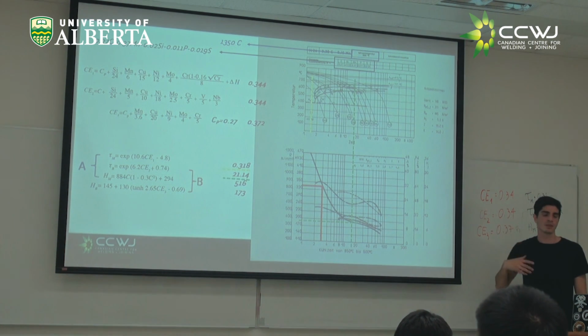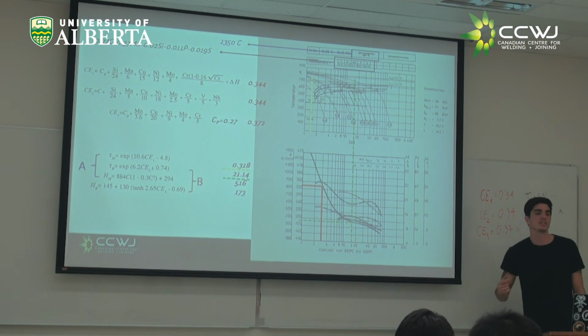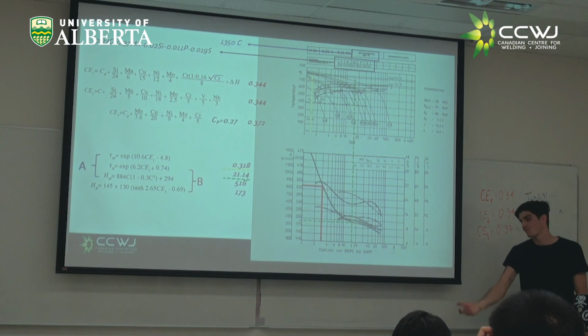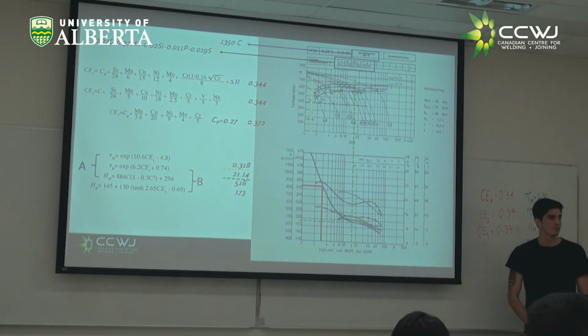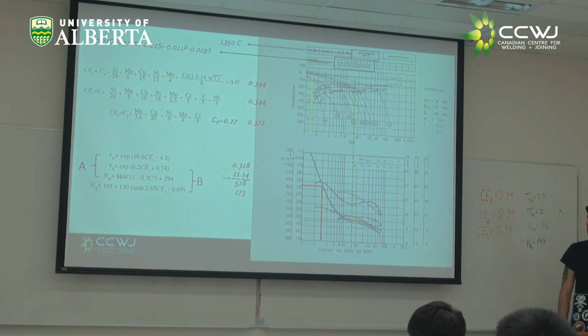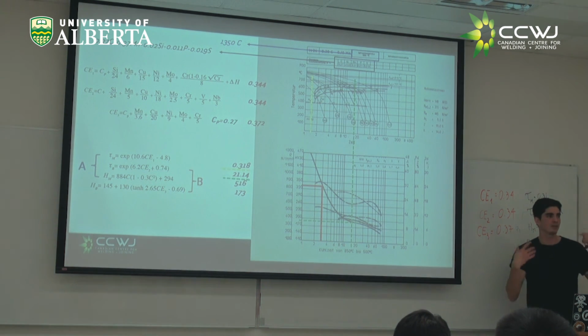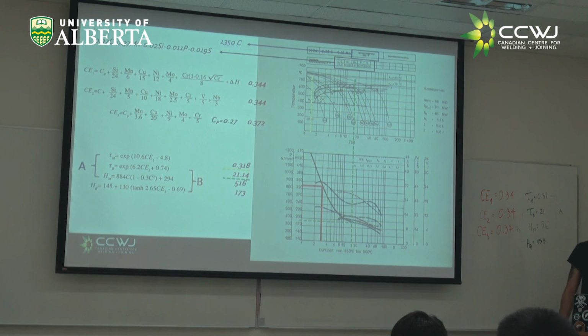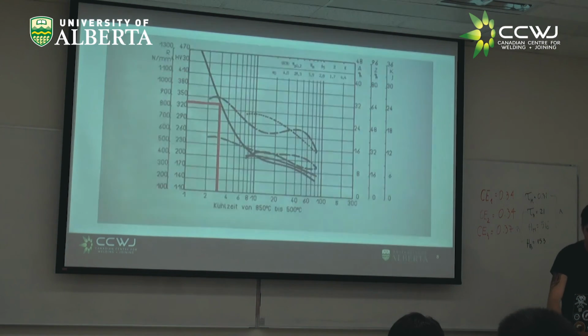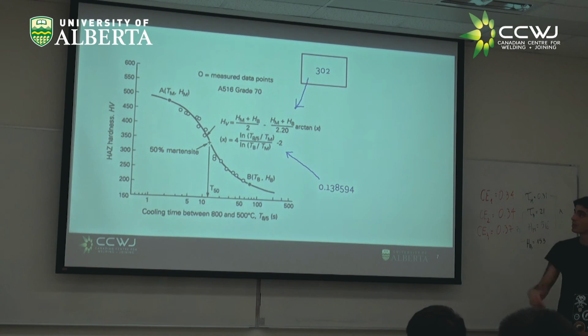So if they ask you, would this give me a good approximation of my hardness 1 millimeter away from the fusion line? You're saying no. Try it, but no. But if you ask me, okay, instead of having a TI5 of 3 seconds, I changed my welding, I changed my preheat, and now I have 20 seconds. Can I still use these equations? Yes, just change this.